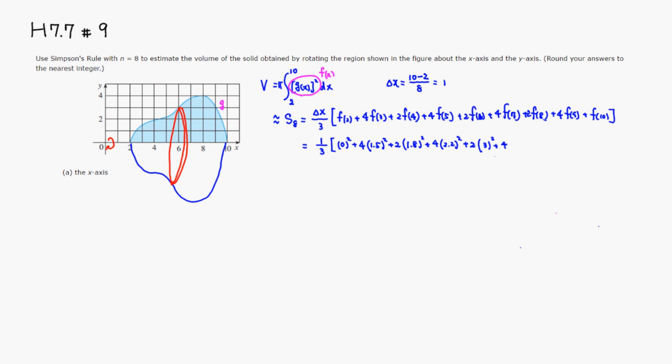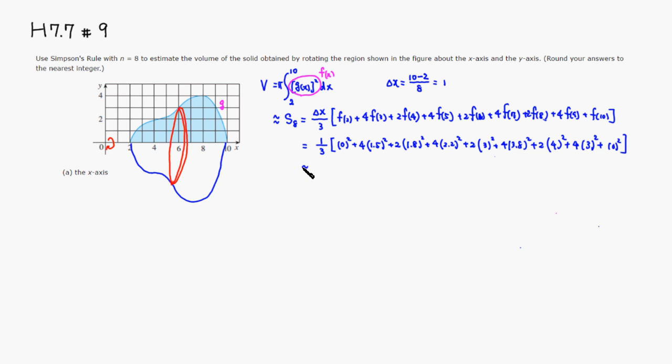So I have to do that. The 4 times f of 7 is about 3.8, so 3.8 squared plus 2 times, at 8 it's 4, so 4 squared plus 4 times f of 9, about 3.1, something like that. I'll just take 3. And the last one is actually 0 squared.